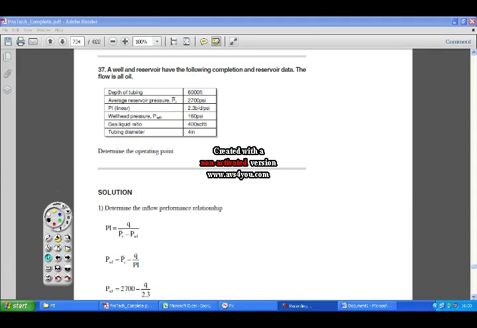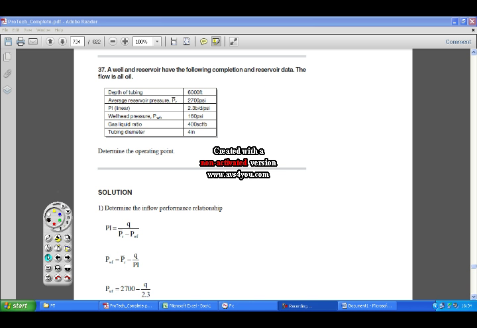Hello, my name is Hafiz Muradov and I'm going to show you how to solve tutorial 37 in the Production Technology book, in chapter 12. We need to find the operating point, which means that we need to find the rate at which the well is flowing stable.